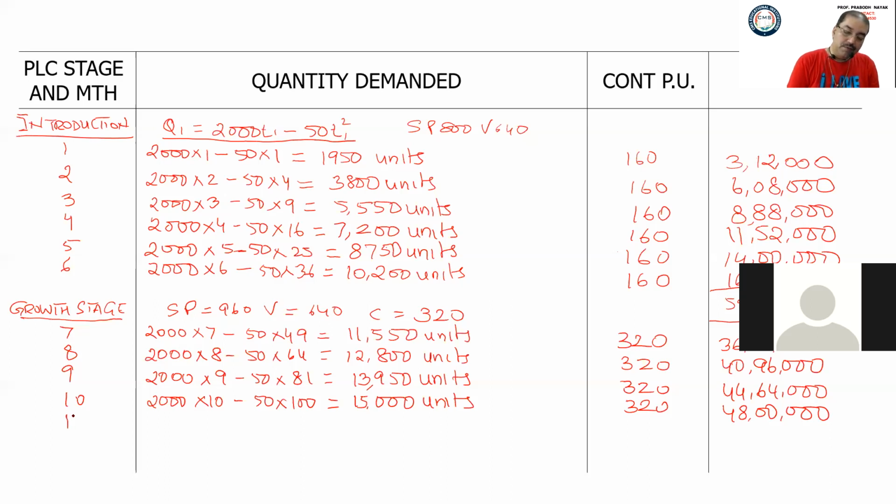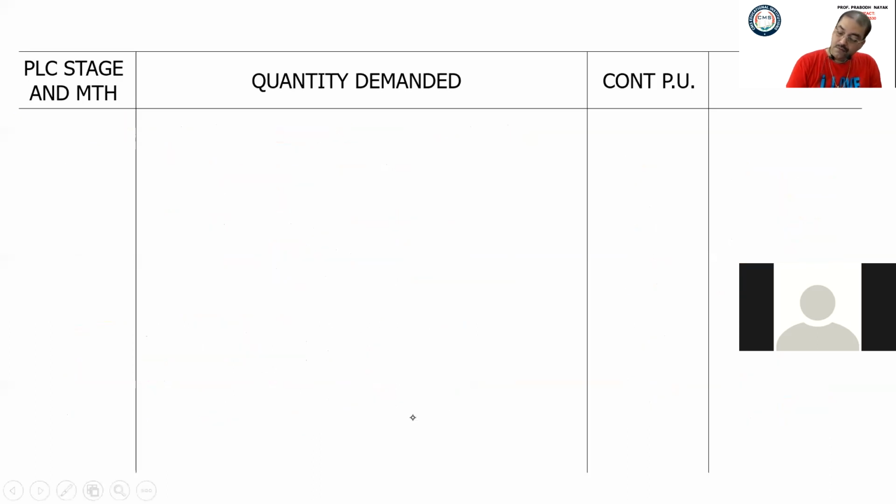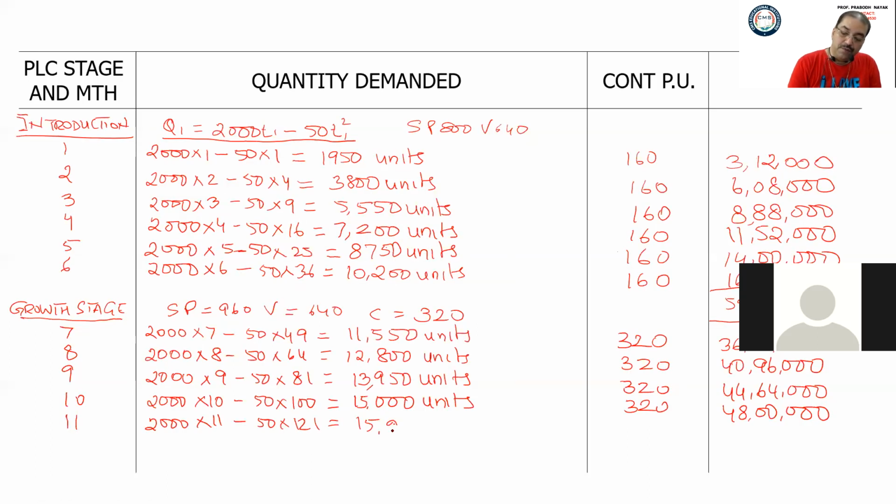Month number 11. 2000 into 11 minus 50 into 11 square, 121. That is 15,950 units into 320. 51 lakh 4,000.